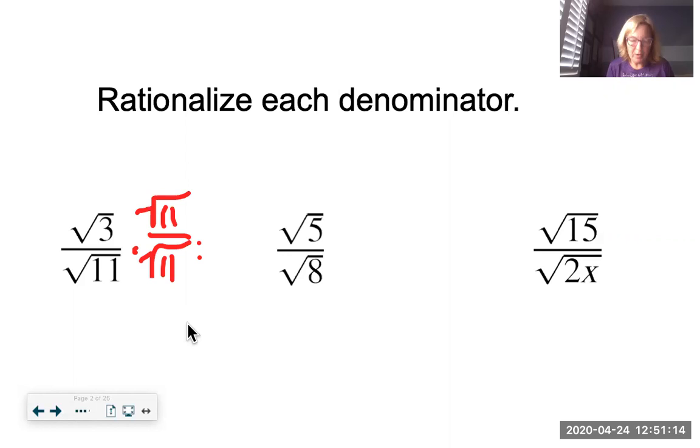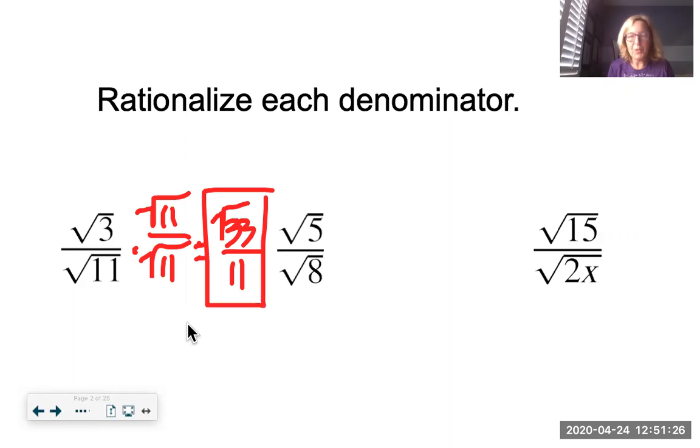that then gets rid of the radical in the denominator, because the square root of 11 times the square root of 11 is 11. And now we have the square root of 3 times the square root of 11, which is the square root of 33. And that is in its simplest form. There's nothing more you can do with that.